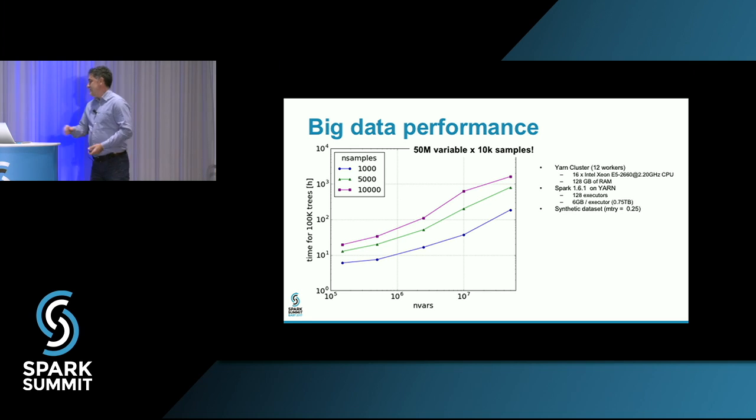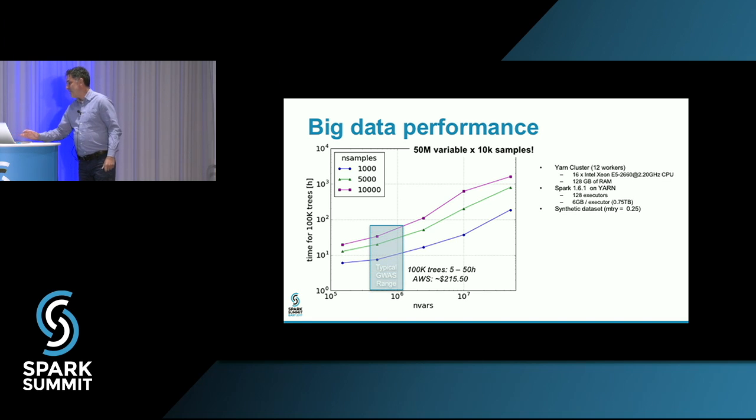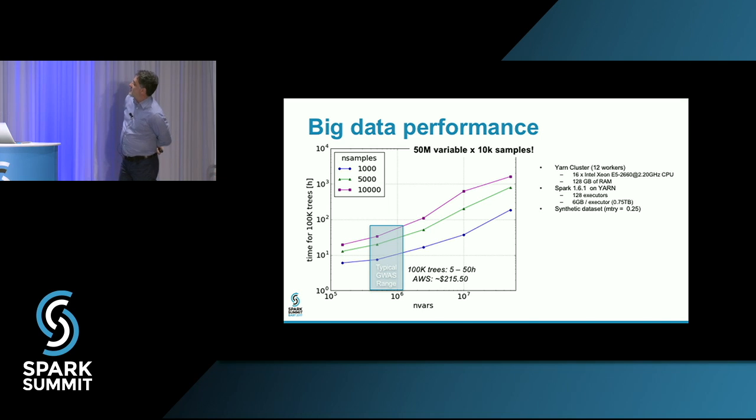If we look at the time to actually do this, for a typical GWAS-size data set, a few million variables and a few thousand samples, it takes between 5 and 50 hours to build that number of trees on a cluster of 16 nodes, so quite a small cluster.